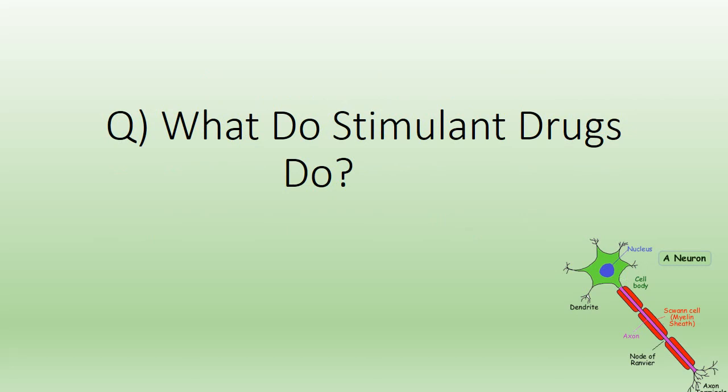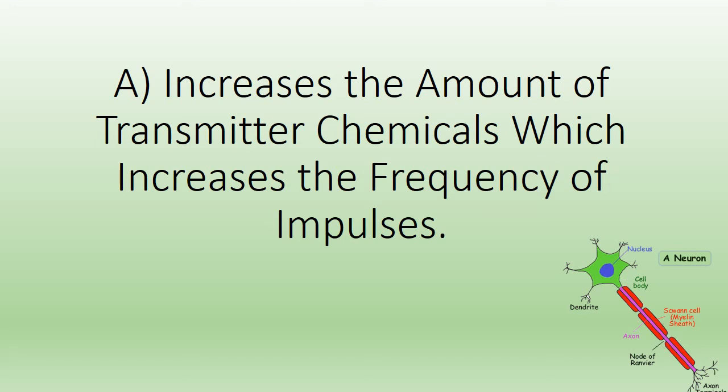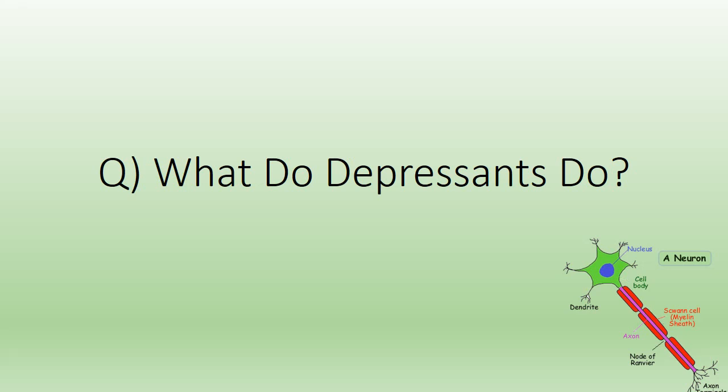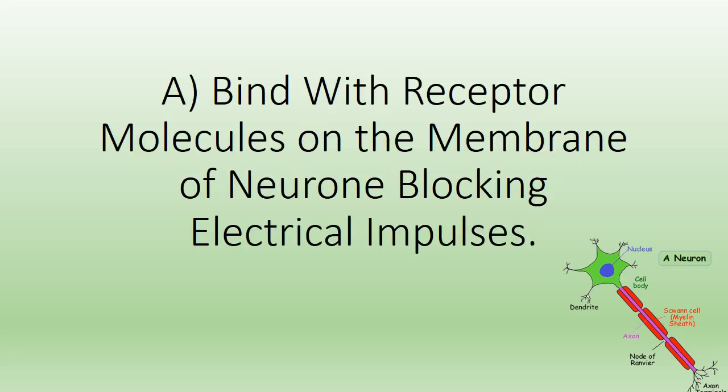What do stimulant drugs do? Increase the amount of transmitter chemicals, which increases the frequency of impulses. What do depressants do? Bind with receptor molecules on the membrane of the neuron, blocking electrical impulses.